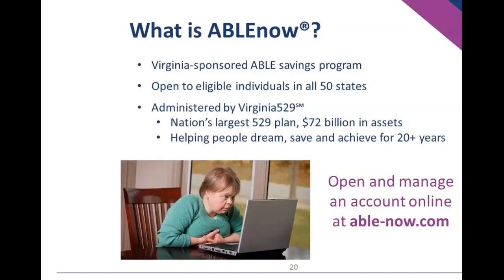ABLEnow is administered by Virginia 529. We are an independent Virginia state agency that offers a variety of programs that make education more accessible and affordable to families. As the largest college savings plan in the country, Virginia 529 has more than 2.6 million accounts and manages more than $70 billion, that's billion with a B, in assets. Virginia 529 is proud to help people dream, save, and achieve. And with ABLEnow, our mission has become even more inclusive.